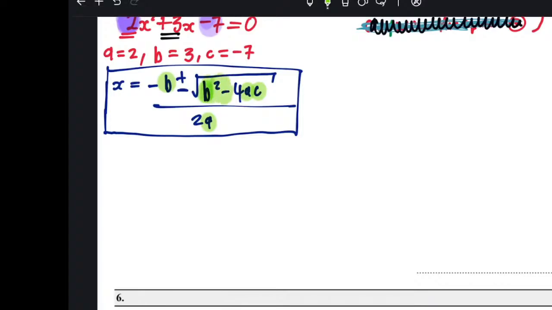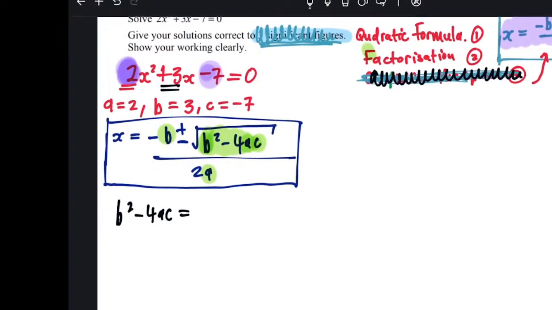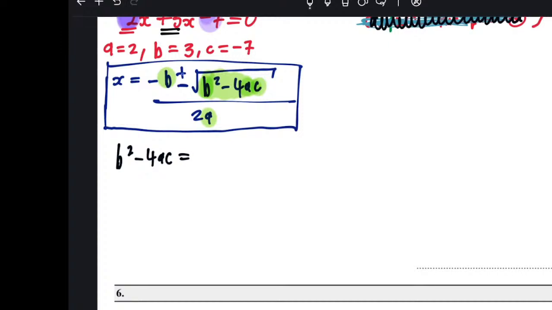You rewrite the question they give you. You tell us who is A, B, and C. Then you write the quadratic formula. Then you start with the thing inside the bracket. B squared minus 4ac. What is your B? 3. So it is 3 squared minus, you open bracket after a minus, then 4 times A, which is 2, times C, which is negative 7. This is equal to 3 squared, 9, minus, we open bracket, 4 times 2, that's 8, times negative 7, that's negative 56. Which is 9 minus minus, becomes 9 plus 56, which is 65.